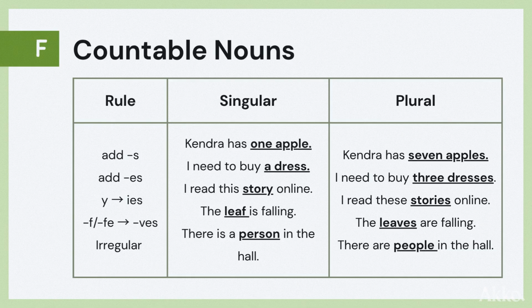We also have some words ending with f or fe. We need to change them to ves. Leaf to leaves. The leaf is falling. The leaves are falling. And of course, we also have irregular nouns where the spelling of the word completely changes, like person to people. There is a person in the hall. There are people in the hall.